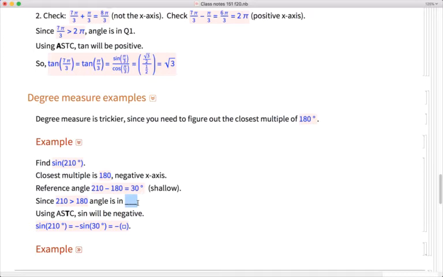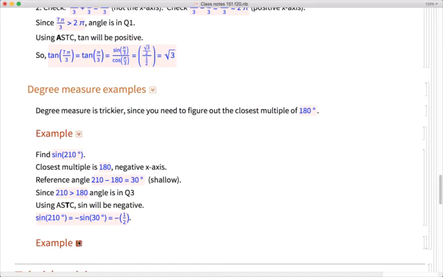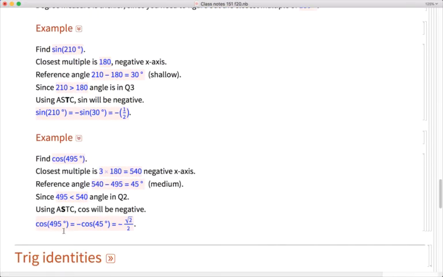Now, 210 is bigger than 180, so this angle has gone past 180 and is now in quadrant 3. Okay. Using the little guide here again, tangents are positive, so the one that we want, the sine, will be negative. Okay. So the sine of 210 is going to be negative the sine of the reference angle. This is a shallow angle, so the sine should be 1/2. That is the sine of 30. We have to put the negative in front to get the sine of 210.